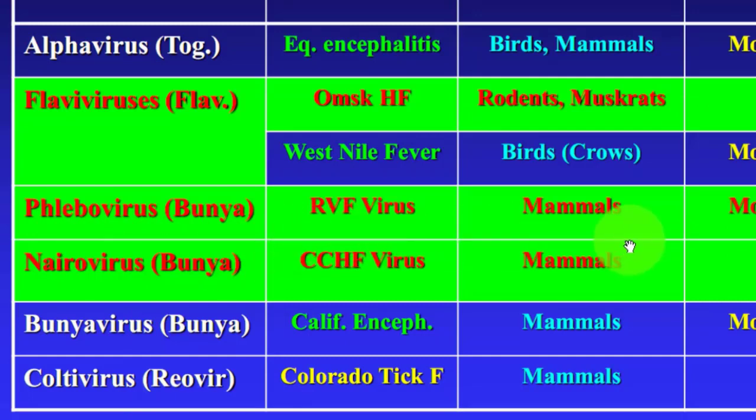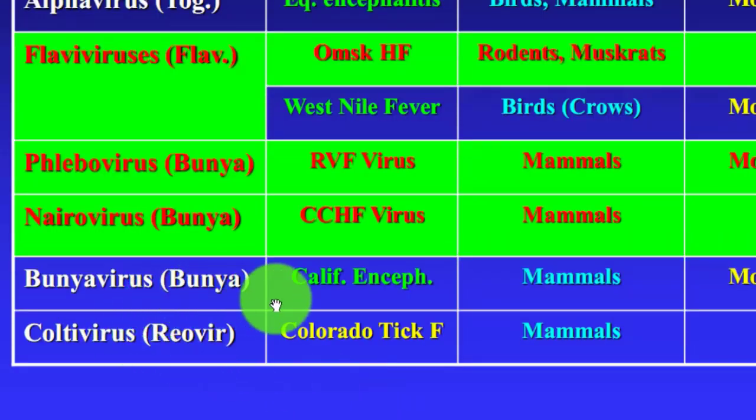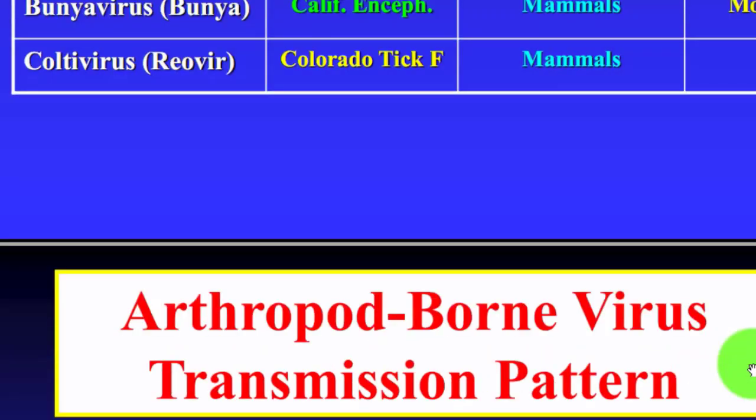Arthropod-borne viruses, genus Flavivirus: the reservoir is rodents, the arthropod vector is ticks. Rift Valley fever: the reservoirs are mammals, and the vector mosquitoes. Bunyaviridae, Kyasanur or California encephalitis: mammals are the reservoirs, and mosquitoes the vector. Coltivirus, Colorado tick fever: the reservoir is mammals and the vector is the tick.